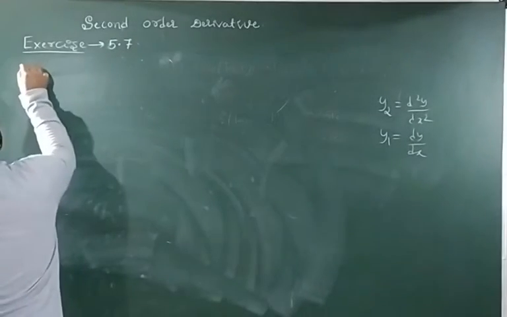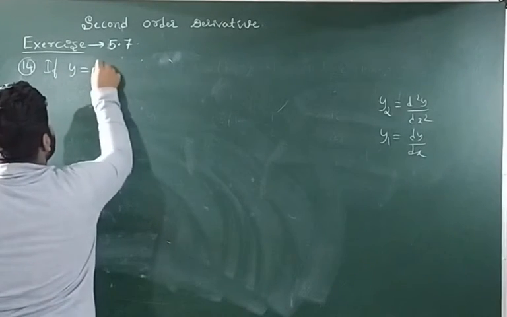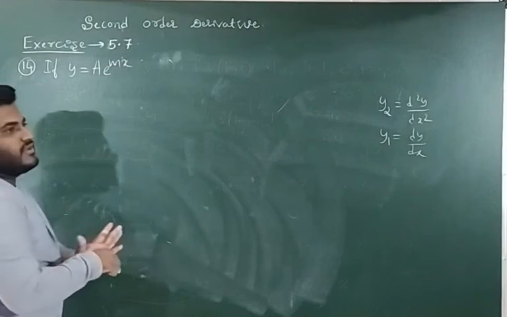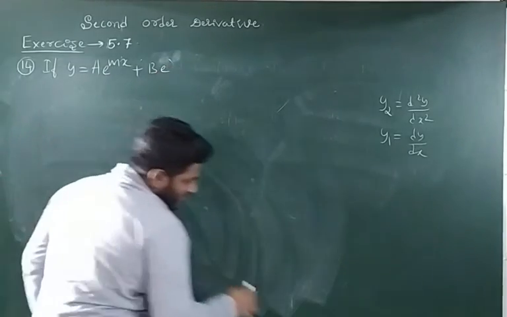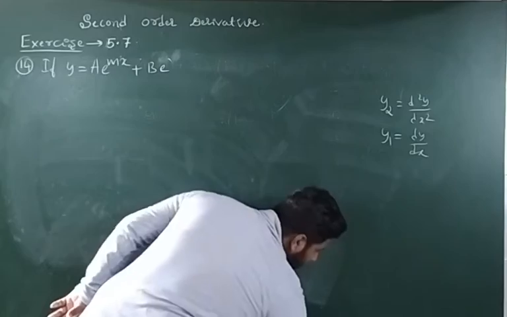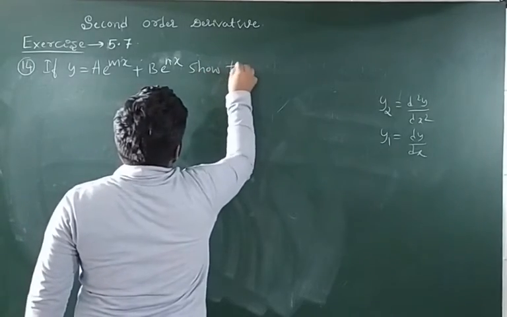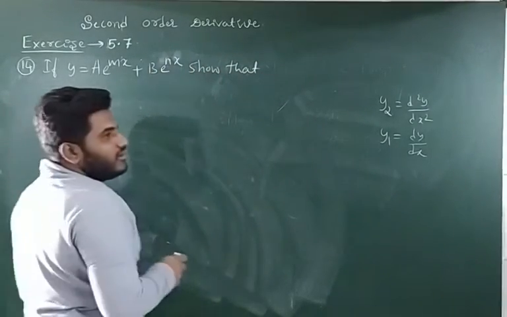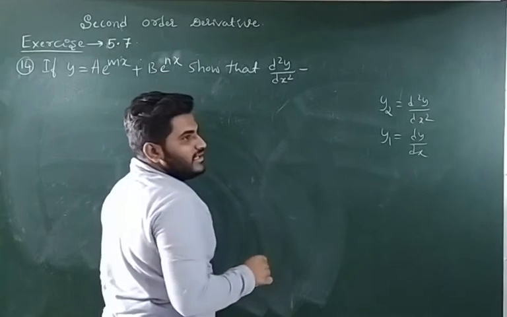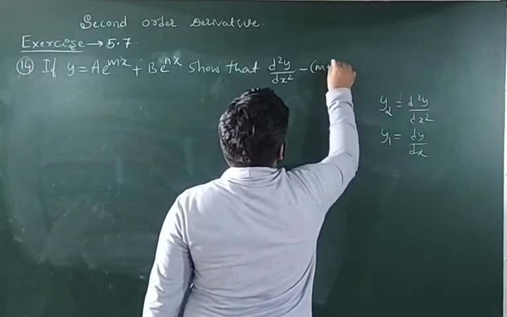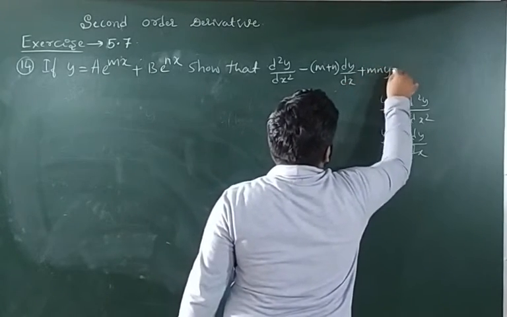Question number 14 is, if y is equal to a into e raised to mx plus b into e raised to nx, show that d square y by dx square minus (m plus n) into dy by dx plus mny equal to 0.